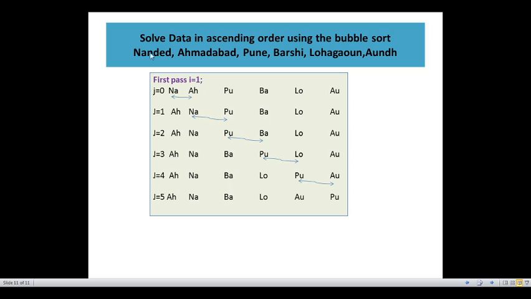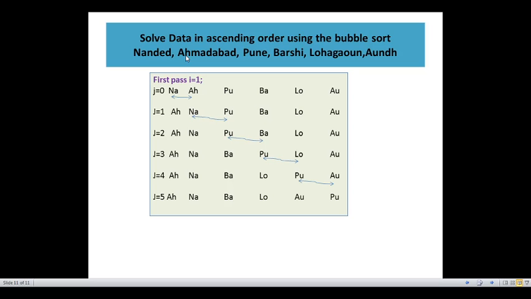No need to take the whole string. First, compare only the first two characters: NA, AH, PU, BA, LO, AU. These are different, so you can take this. If there are two more, suppose Ahmedabad and Ahmednagar, both are the same till the first three or four characters. So at that time you need to take four characters. Otherwise, only take two characters. Or you can take only one if all the strings start with a different character. Then at that time you can take only one.